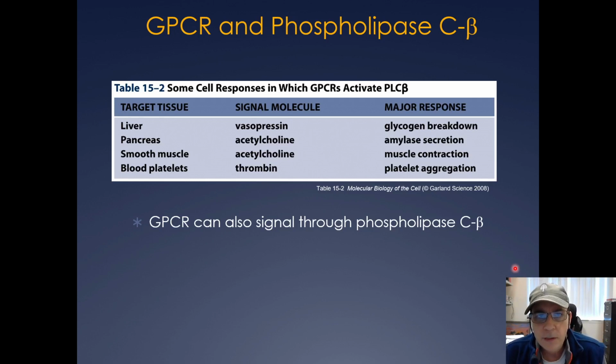So in addition to activating adenylate cyclase, the G protein coupled receptors can also signal through phospholipase C beta. Okay. And here are some examples of that, where you have acetylcholine or vasopressin, and these can elicit a specific response like glycogen breakdown or muscle contraction, depending on where that's happening.